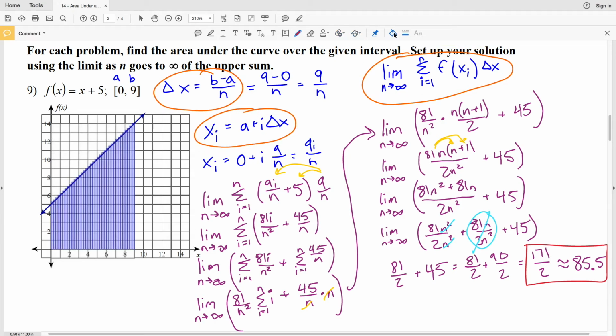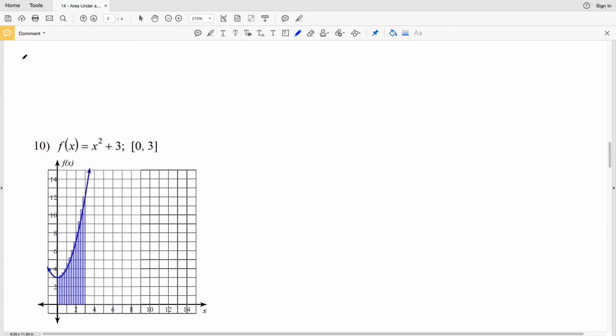So let's continue on to number 10, remembering those. In number 10, delta x, remember, is b minus a over n, where a is the start of our interval, which is 0, and b is the end of our interval, which is 3. So I'm going to have 3 minus 0 over n, which equals 3 over n.